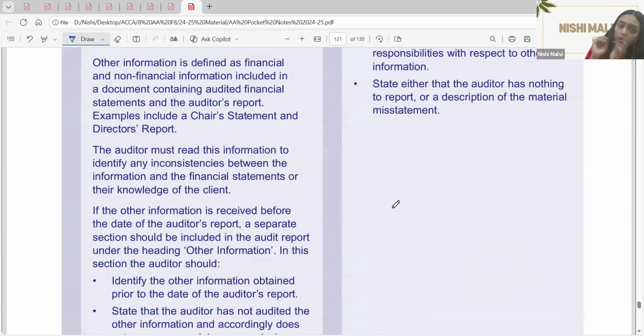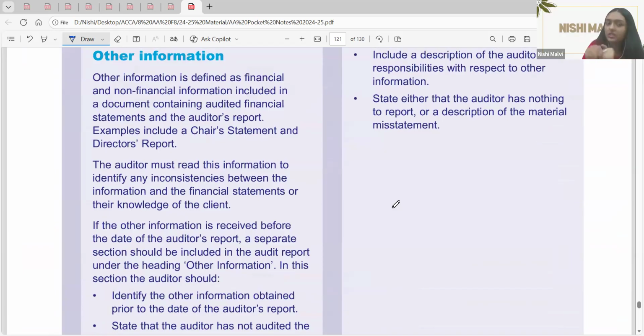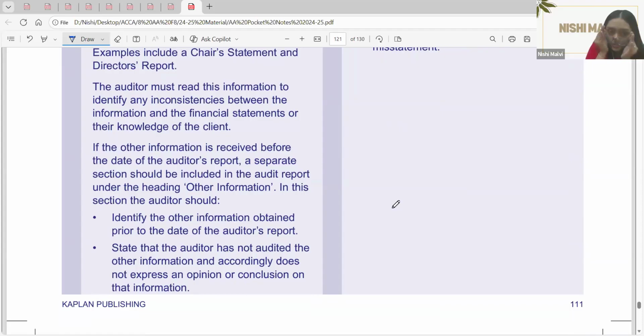Okay? If I talk about other information, anything related to non-financial, shareholder, chairman's statement, director's report, auditor की active responsibility नहीं है, auditor को बस एक बार देखना है, that it must be having consistency between both. Any other information received before the date of audit report, a separate section should be included. In case there is any other information before the audit report is finalized, all the details should be there. State that the auditor has not audited this, you'll say that.